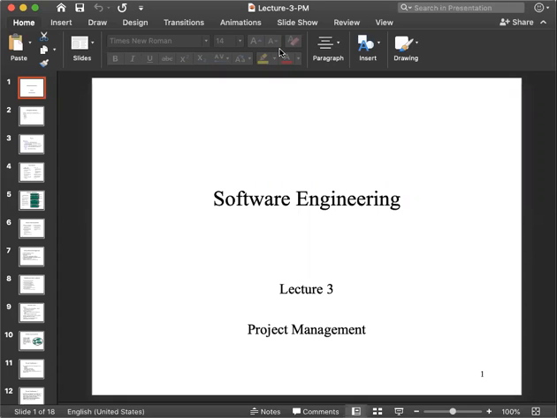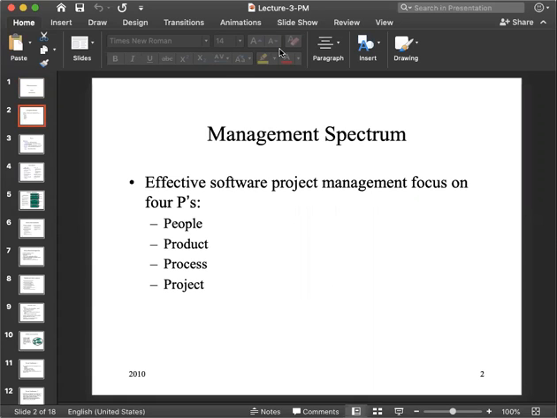So today we are going to read how to manage a project. To manage a software project, you need to focus on 4P. 4P is people, product, process, project. The 4P method means that if we want to manage an effective software project, we need to follow the 4P principle. 4P means people, product, process, project.